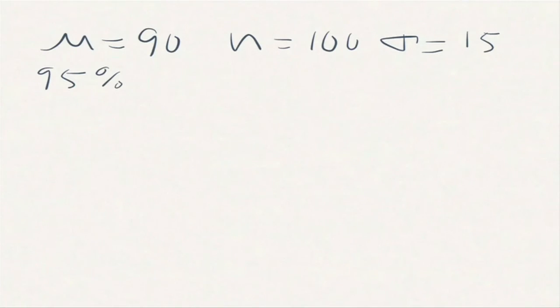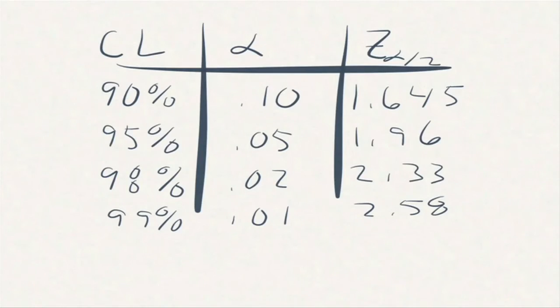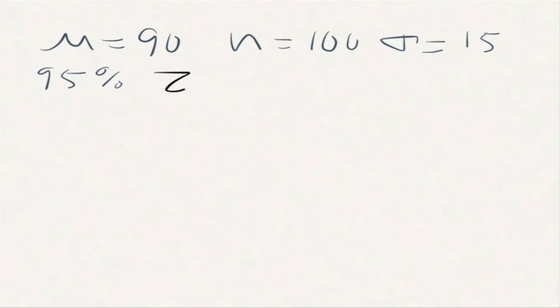Here, in our first example, this is an introduction to confidence intervals. Mu is going to be 90, n is 100, the standard deviation 15, and we want a 95% confidence interval. So the first thing we need to do is get our z alpha over 2. So we go back to our chart. We want a 95% confidence interval, so our z alpha over 2 is going to be 1.96. After this, it's an exercise in plug it in, plug it in.